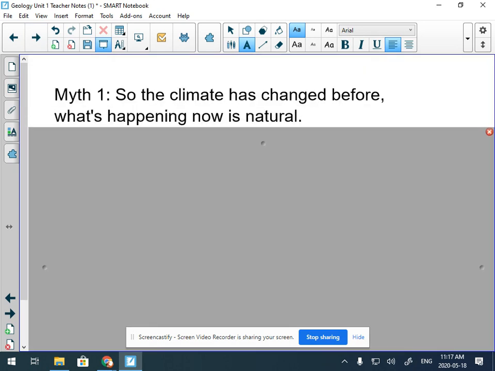So let's talk about some things that people think about climate change. First off, this is what a lot of people say: the climate has always changed, so it's changing now. What's the big deal? It's natural. The climate has always changed in the past. Now, the first part of that statement is true. The climate has always changed in the past. The second part of that is not true.